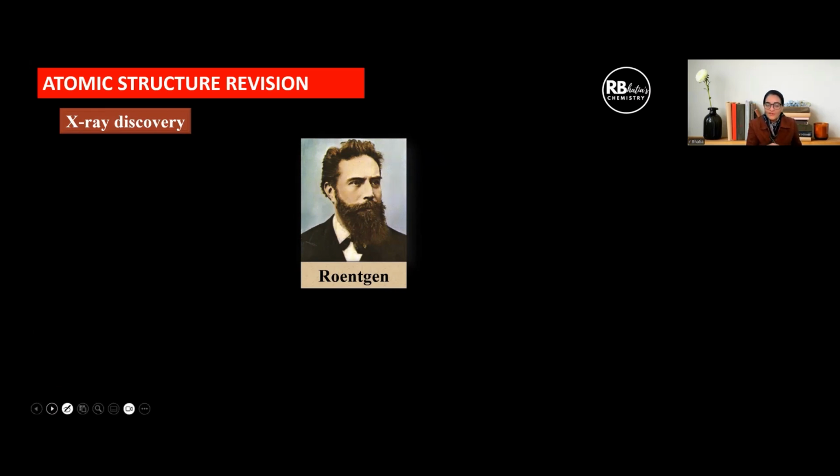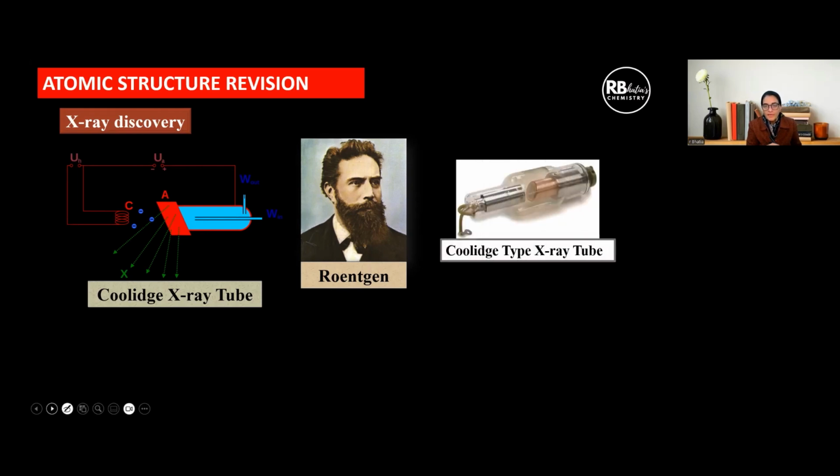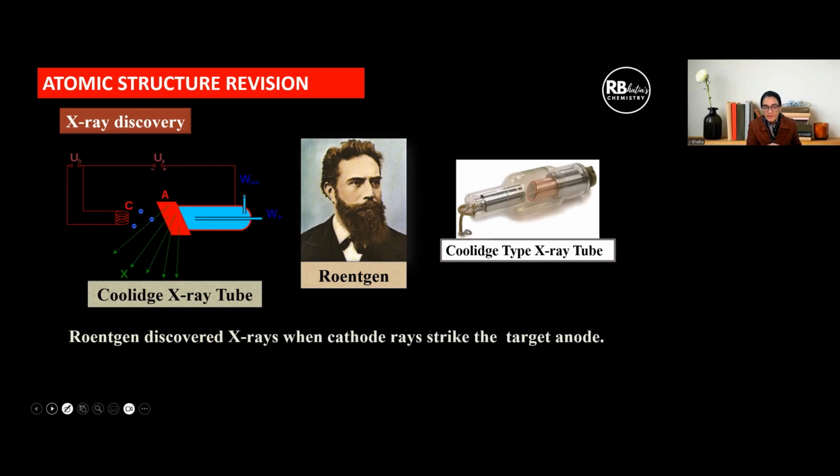Okay. So X-ray discovery is the next one. This was proposed by Röntgen using a Coolidge X-ray tube. You don't need to go into details of this X-ray tube. Röntgen discovered X-rays. Now, when cathode rays strike the target anode, this is an important point that you can learn. This can be asked in the form of a multiple choice question.